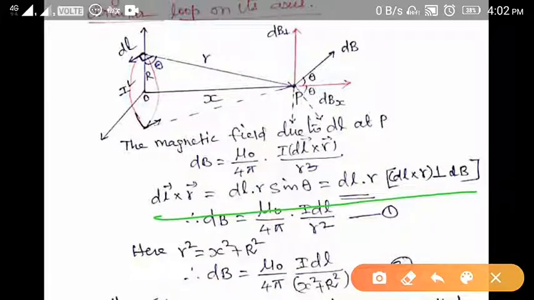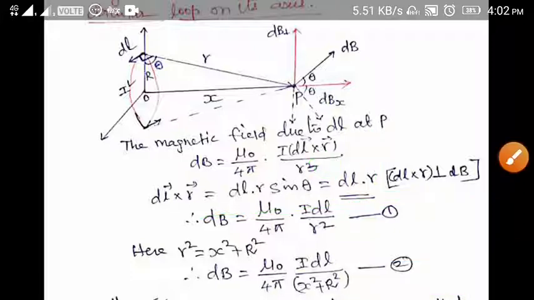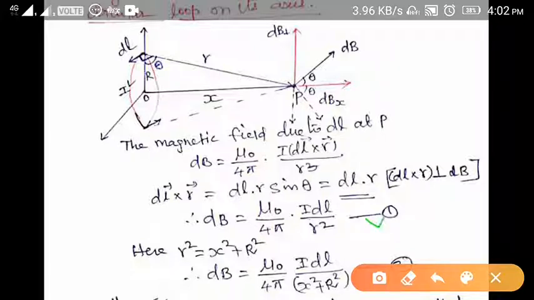We can write dl cross r equal to dl r, substituting this in the first equation. Of r and r cube, one r is cancelled, so the remaining is dB equal to mu naught by 4 pi, I dl by r squared. This is the magnetic field due to the small element at the point P. Here r is the distance between P and dl, that is the displacement vector, or we can say the position vector of the point P.